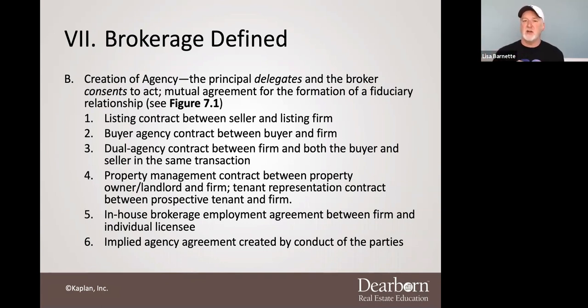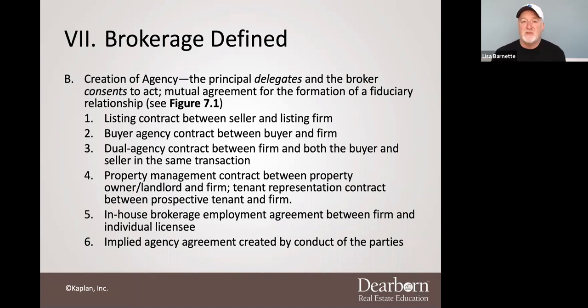A dual agency contract is a contract where your client is recognizing that not only are you working with them in a transaction, but it's very possible that you may also be working with the other party as well. For example, if I took a listing and then my buyer became interested in my listing, that would be an example of dual agency. We will talk about that in excruciating detail a little bit later.